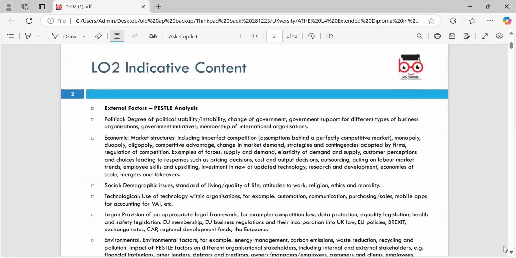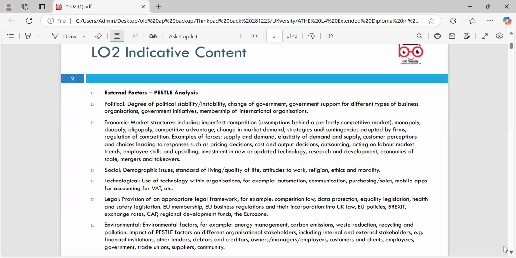The PESTEL, which consists of political, economic, social, technological, legal and eco factors. We'll go through the different environments, the degree of political instability. We can look around the rules, regulations, and type of business organization. When we look at economic factors, we look at the different economic systems, demand and supply, the law of demand and supply, elasticity of demand and supply. We look at the cost, and research and development.